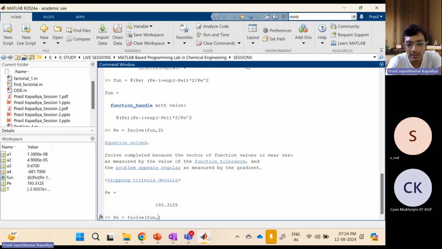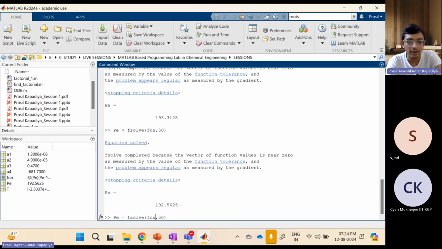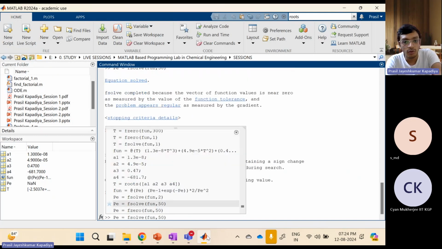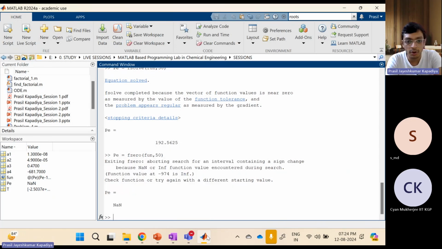Let's go for another initial guess, 50. We will get the same answer. I am not sure if we will get it with fzero. Yeah, with fzero it's not showing the solution. So this is the solution of the Piclet number problem using the fsolve command.